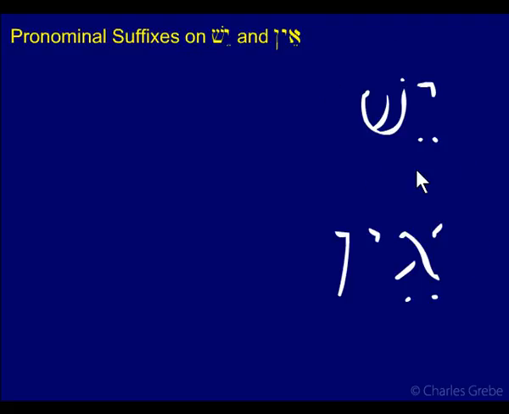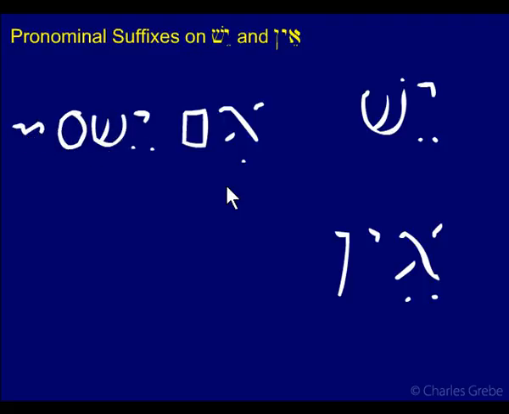This one here, Yaish, is used almost exclusively in a particular construct where you have im, which means with or if, and then you'll have Yaish with its pronominal suffix on it, and the rest of the sentence. If something, something, something, then something else. So the beginning of an if-then clause. That's where you find Yaish with the pronominal suffix. So there aren't too many of those, but there are more of these, Ain with the pronominal suffix on it.